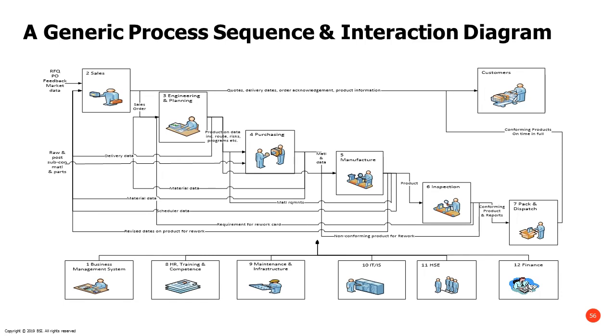But it also shows the interaction. So if we look at inspection as an example of rework, that goes back into manufacture to be reworked. It also has a line which comes out of inspection, requirement for rework card. That might go back into engineering and planning. So they have to write a specific router to create the work package to do the rework, whatever that rework might be. And remember, reworks may well require customer approval. So that might also have an output to the customer, which is not shown on this diagram.